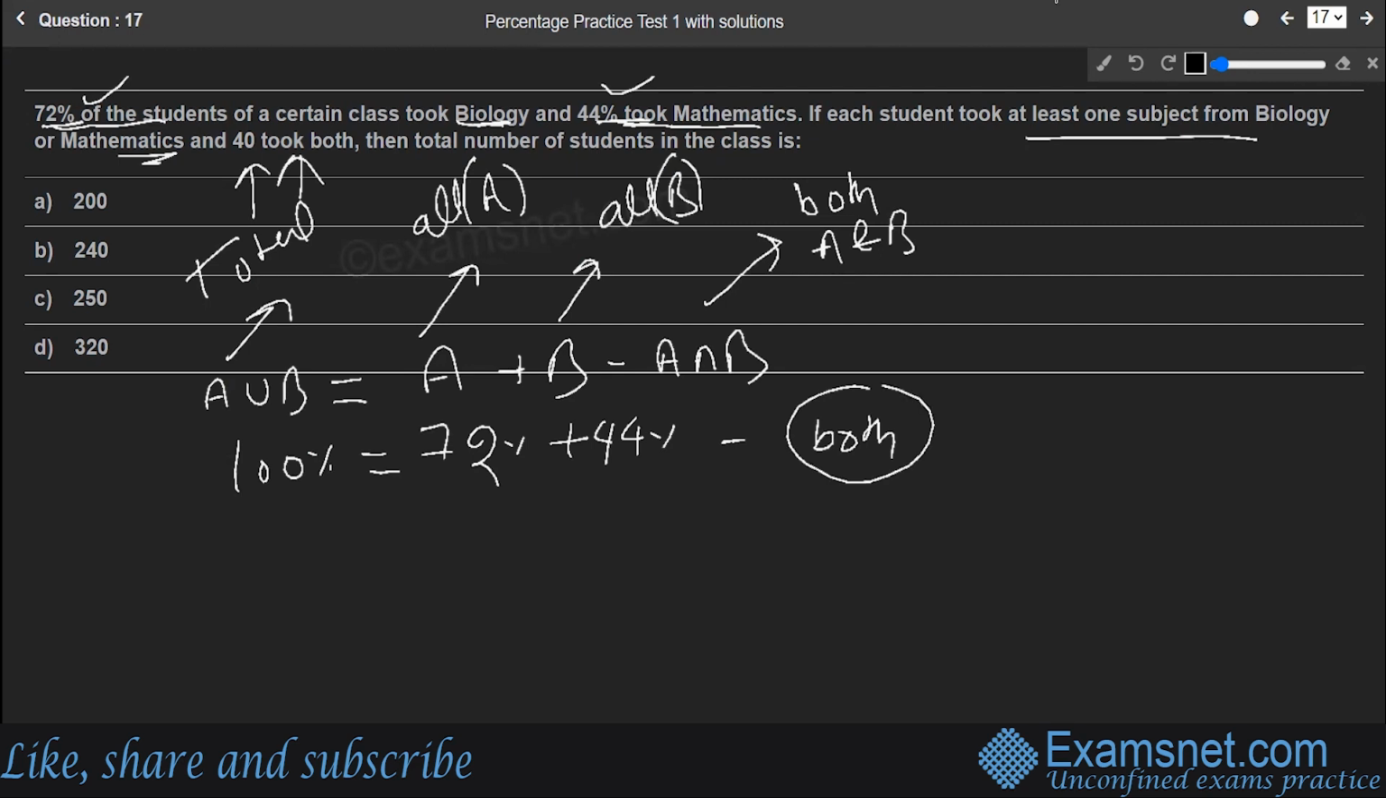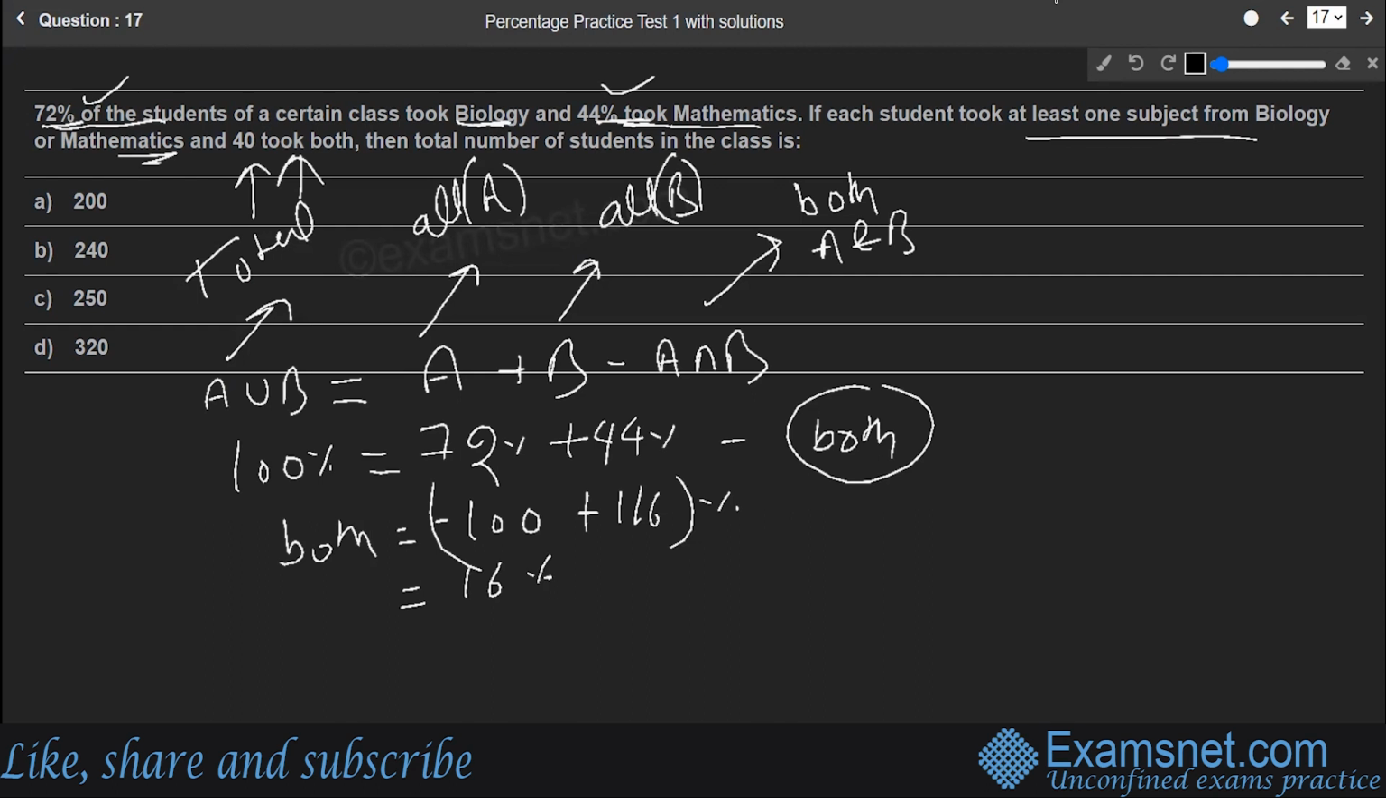So here we'll just find out the percentage value of both, and then we'll make it equal to the number value of both. So if we solve this for both, how much is the both coming? Both is coming as 100 minus 100 plus 116%. That is nothing but 16%. So 16% of the people have taken both.